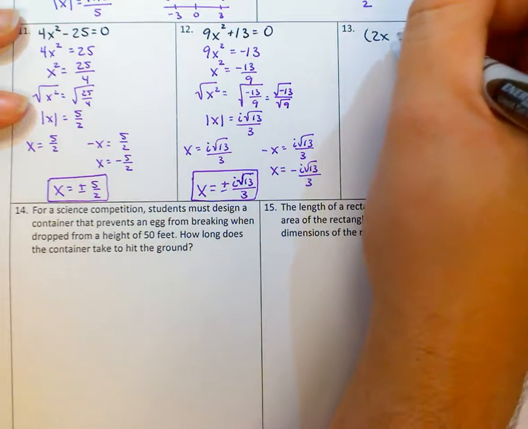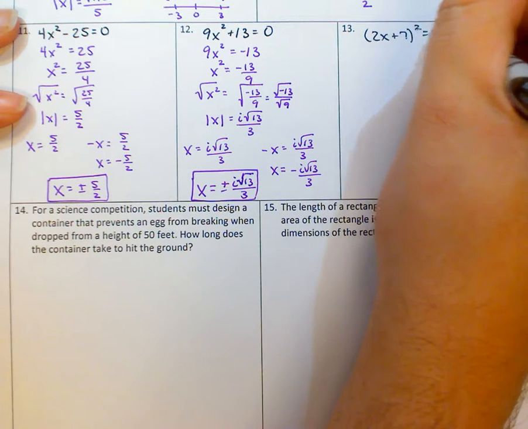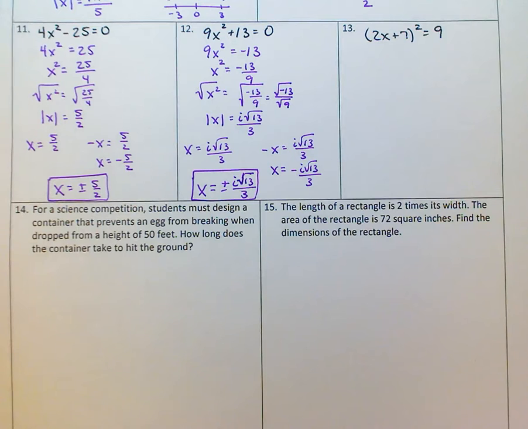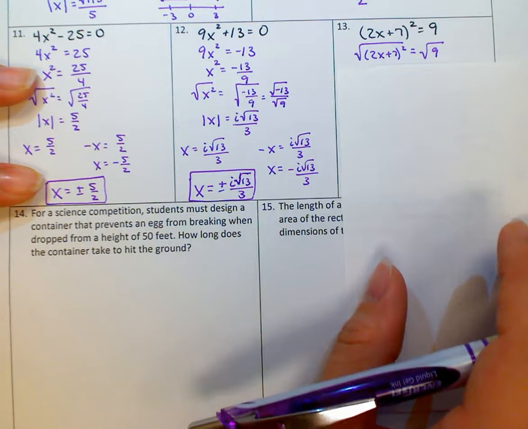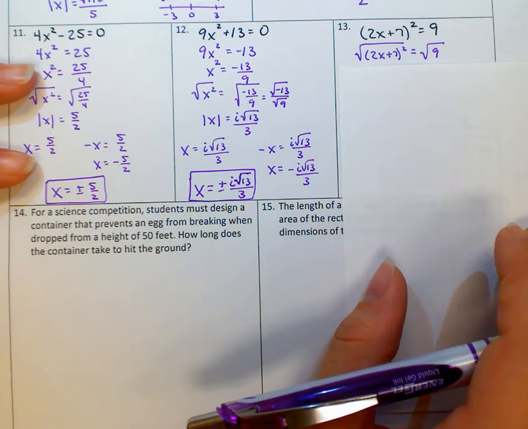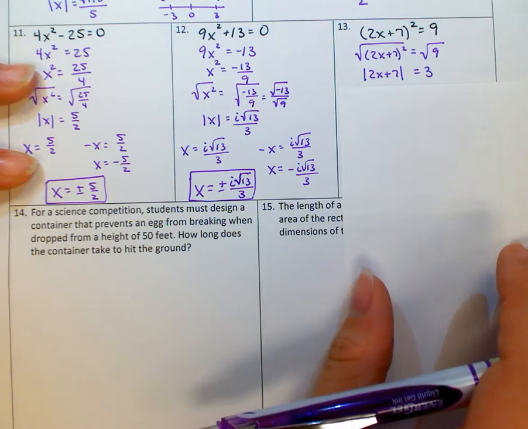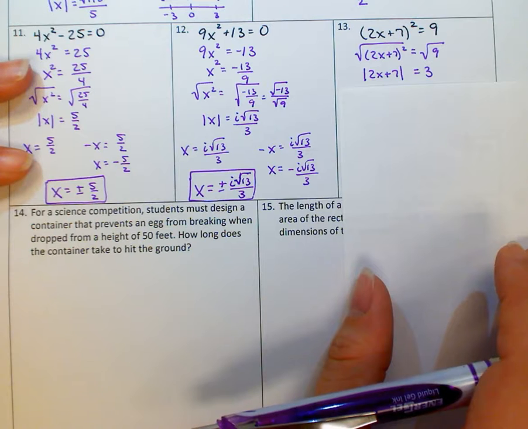2x plus 7 squared equals 9. So try this one on your own, and again, when you're ready, turn the video back on. All right, so for 13, your first step would have been to take the square root of both sides, as the square is already isolated. That would have created the absolute value of 2x plus 7 equals 3. Square root of 9 is perfect.